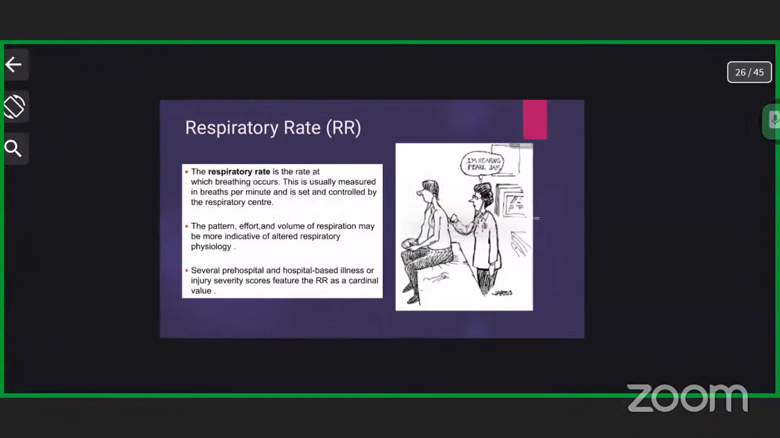About the respiratory rate, well, we have the chance to consider, first of all, the respiratory rate abbreviation, RR. The respiratory rate is the rate at which breathing occurs. This is usually measured in breaths per minute and is set and controlled by the respiratory center. We all know about it. The pattern, effort, and volume of respiration may be more indicative of altered respiratory physiology. Several pre-hospital and hospital-based illness or injury severity scores feature the RR as the cardinal value. We all know about it, just for taking into account the meaning.